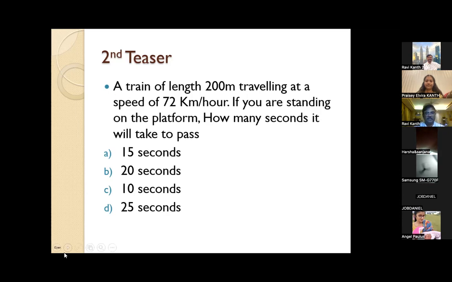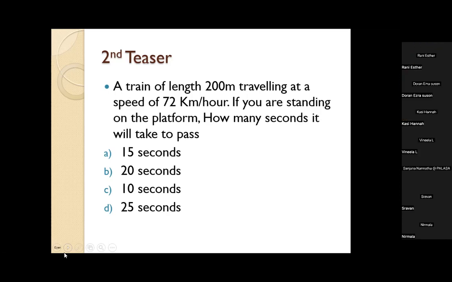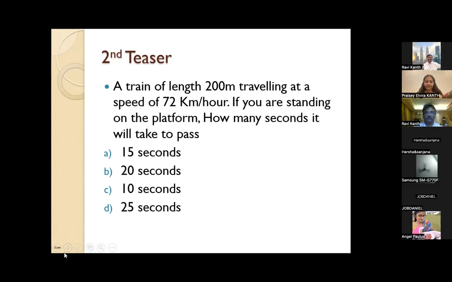Somebody answered C, 10 seconds. Any other answers? Appreciate Sharon Johnson. I don't know you, maybe you're a child. Really fantastic. You're the first one who answered. Whether correct or wrong, I will tell you later. Any other answers? You can type in the chat, or you can unmute your microphone and tell.